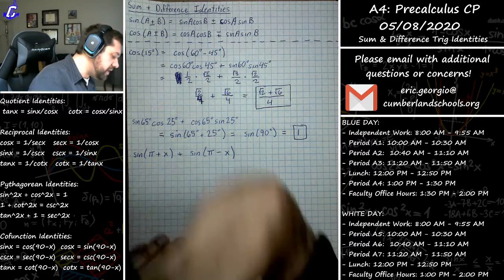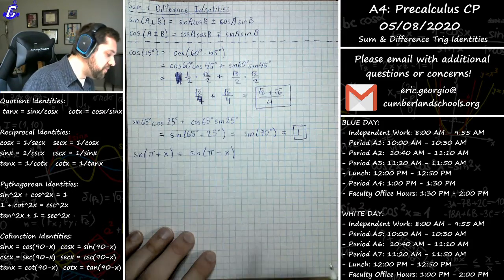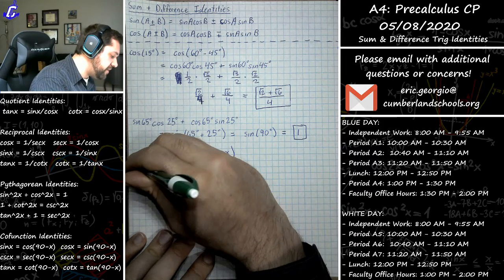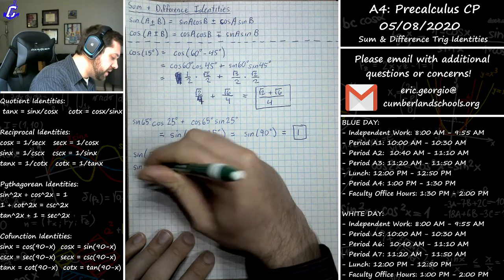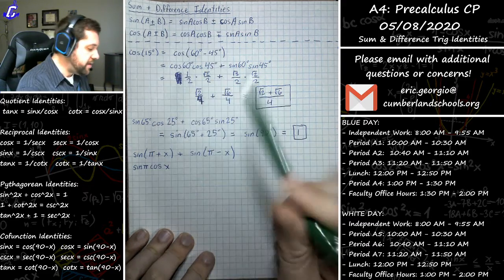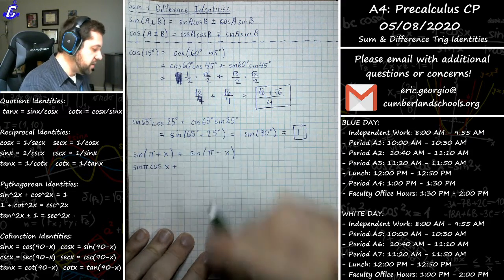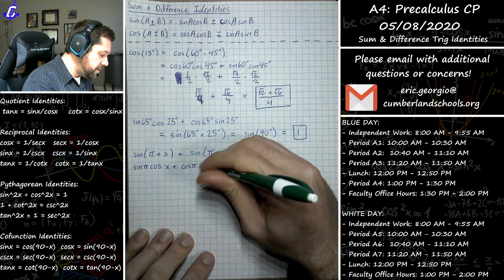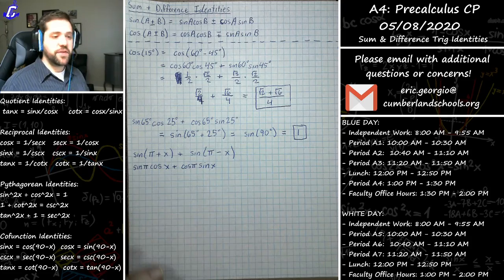So here I have the sine of pi plus x. We're going to use our sum formula up here to say that's the same as the sine of pi times the cosine of x, that's sine a cosine b, plus cosine a sine b, the cosine of pi times the sine of x. So that's the first expansion.